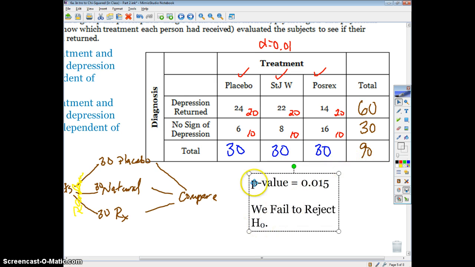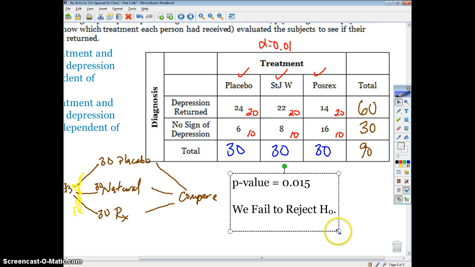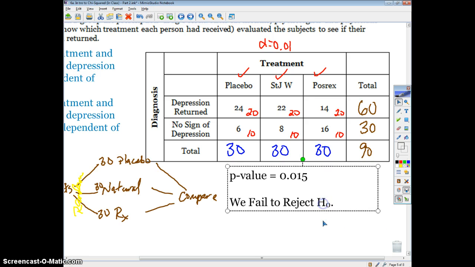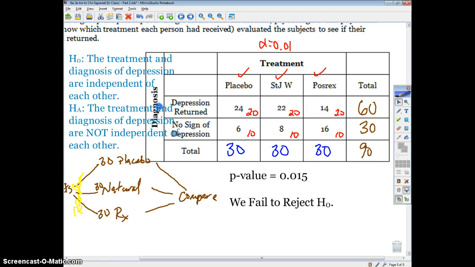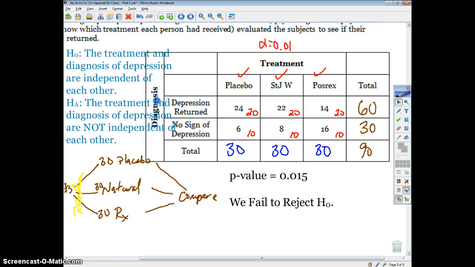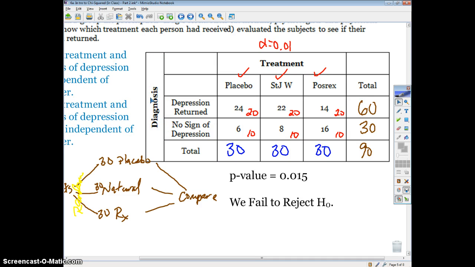Okay. To be totally honest with you, if I were one of the experimenters, I would say that the p-value is so close to the alpha value that even though we fail to reject, there's enough information for us to research more. Okay? So technically, in this instance, the treatment and diagnosis of depression are independent of each other.